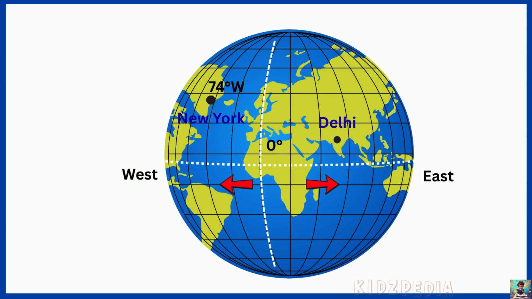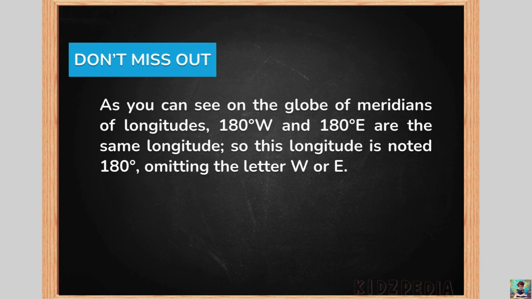Delhi is at about 77° east, 77 degrees east of the prime meridian, and Tokyo is at about 140 degrees east. Don't miss out. As you can see on the globe of meridians of longitudes, 180 degrees west and 180 degrees east are the same longitude. So this longitude is noted 180 degrees, omitting the letter W or E.